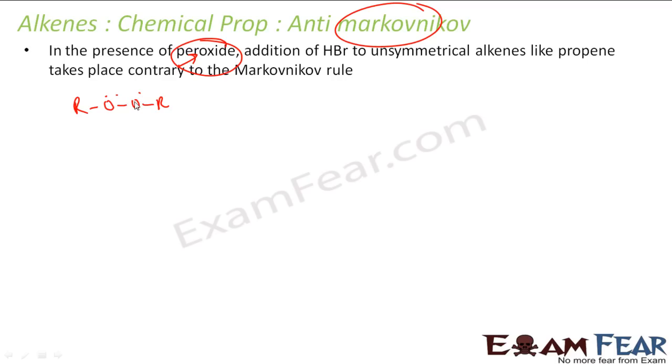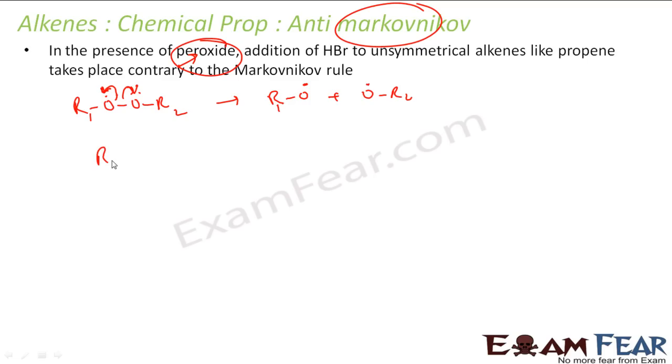Correct. So what happens is, this bond breaks, and it breaks homolytically. So this is R1, this is R2. You get R1O dot plus R2O dot, these are two free radicals here. This is the chain initiation step. And then I have the chain continuation step.